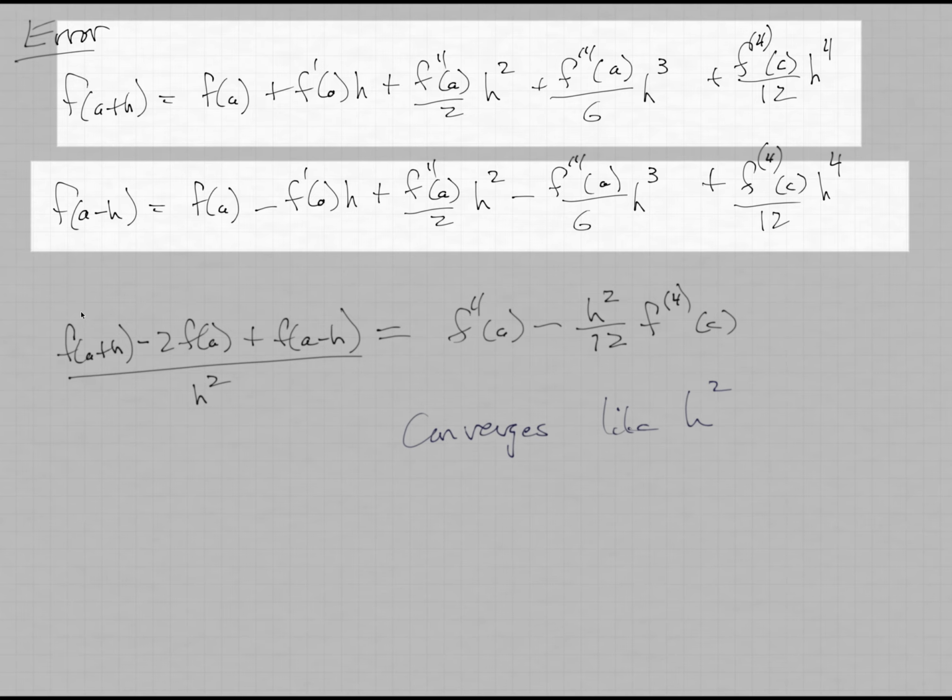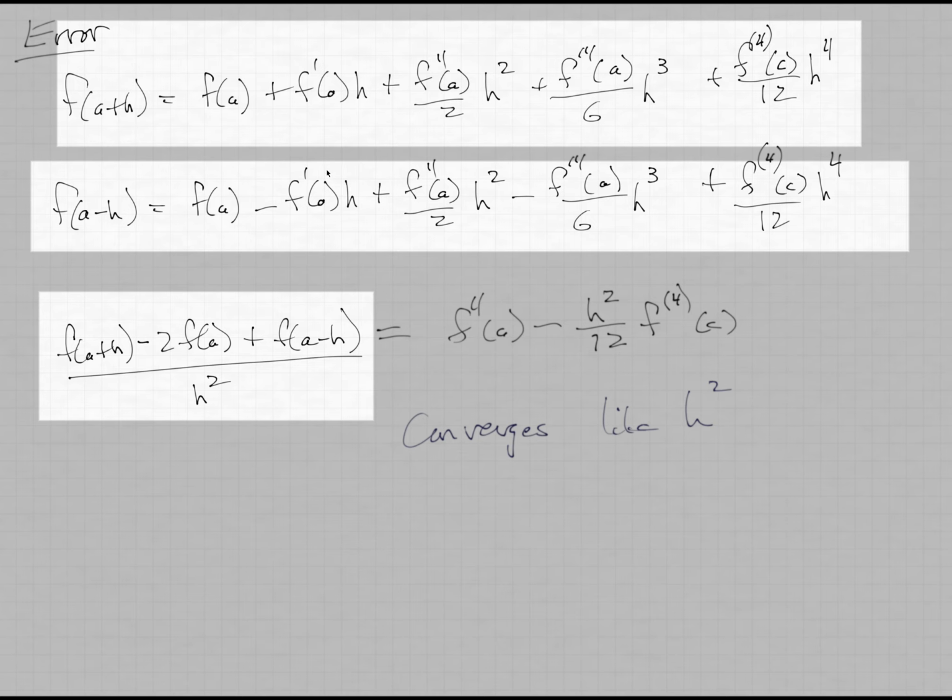And now if you carry out this calculation, you take f of a plus h and you add f of a minus h. So now we're adding these two guys together. When we add f of a plus f of a, we get 2f of a, but then we subtract that off right away. That's part of the formula. We subtract that off. So all the f of a's cancel.